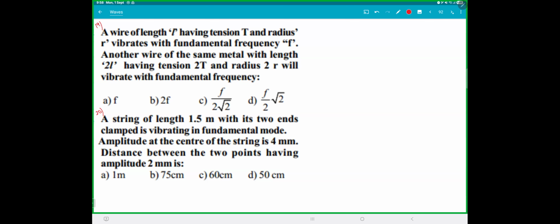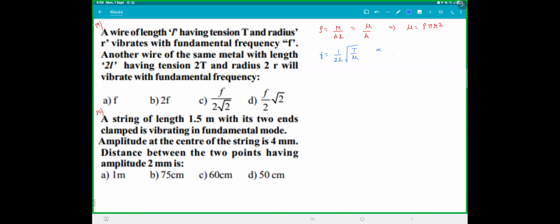Yeah, it looks like most of you got it. Let's see. First one: a wire of length L having tension T, radius R vibrates with fundamental frequency, and another wire and so on. Fundamental frequency means n is equal to 1. So first thing, rho is equal to mass by volume, so this is mu by area. So mu is equal to rho into area, which is pi r square. So your formula for fundamental frequency F is 1 by 2L root over T by mu.